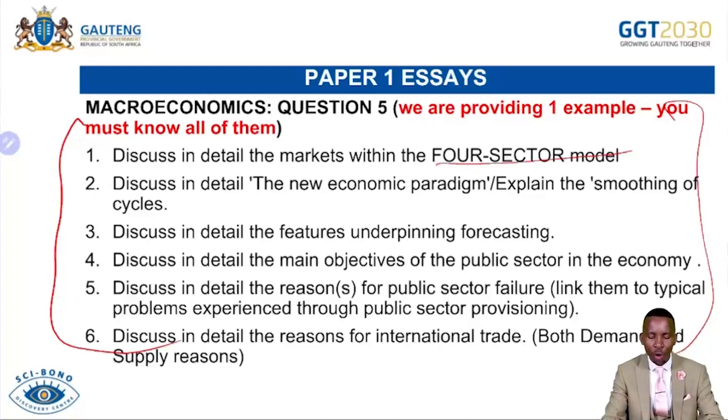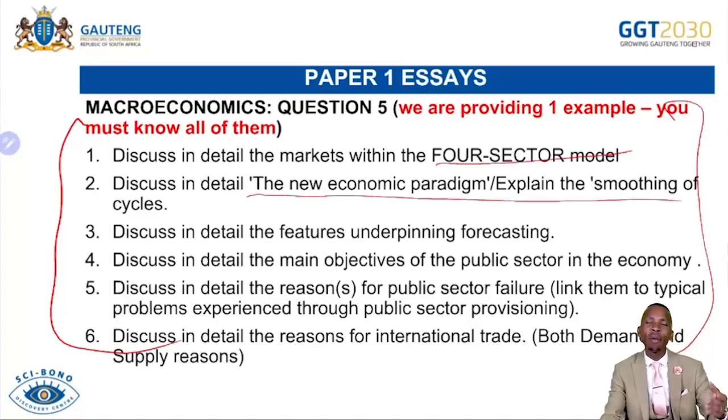Discuss in detail the new economic paradigm or explain smoothing of the business cycle. So here, remember, this essay is very much open. The examiner might require you to simply discuss the whole new economic paradigm, which will be on the side of demand side as well as supply side. It will be very wide.